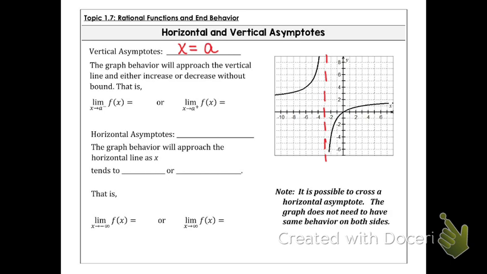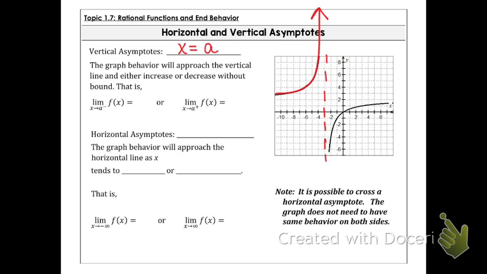And so we can talk about what's happening to our graph at that spot using limit notation. And so that's what it's talking about here, that it's either going to increase or decrease without bound. So we can see that from this left side, our graph is going up, and it's going to keep going up without bound. Okay, and so that's what it's talking about right here on this first limit. It says the limit as x approaches A from the left.